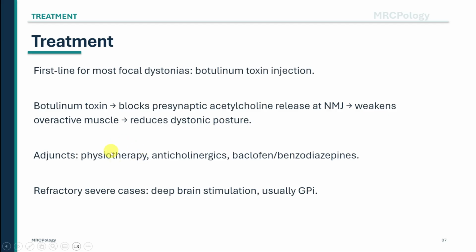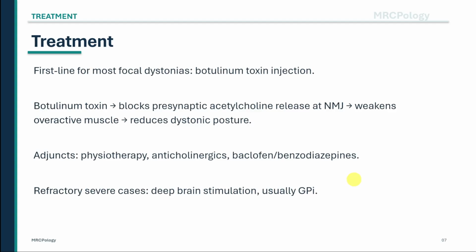Adjuncts include physiotherapy, especially for posture, stretching, motor retraining, and functional adaptation. Oral medications such as anticholinergics, baclofen, or benzodiazepines may be used in selected cases, although side effects often limit their use. For severe refractory cases, deep brain stimulation can be considered, usually targeting the globus pallidus internus, or GPi. The MRCP trap is this. Typical focal dystonia is a clinical diagnosis. Imaging and blood tests are not needed to prove every case, but they are important when the presentation suggests a secondary cause.